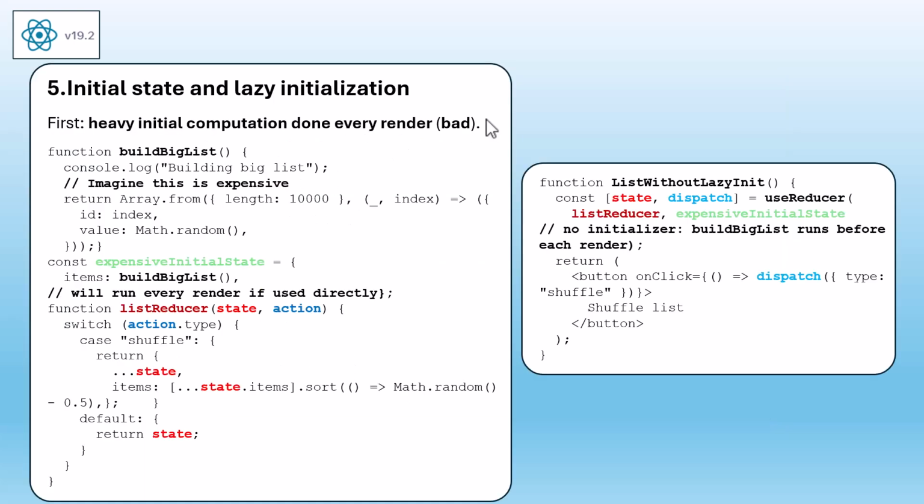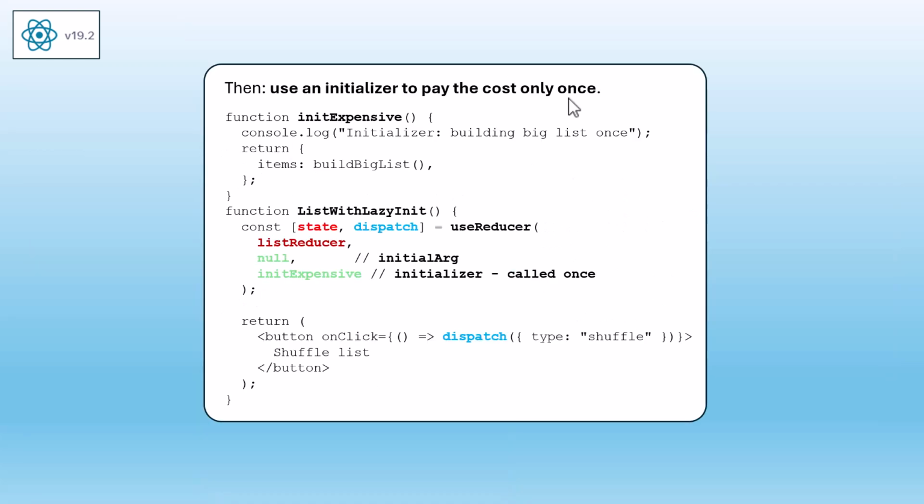5. Initial state and lazy initialization. When you call useReducer, you supply the initial state, or an initial argument, and optionally an initializer function. The initializer function is useful when computing the initial state is expensive. For example, building a large data structure, you only want to pay that cost once, not on every render. If you don't supply an initializer, React simply uses the initial argument as the state on first render, and ignores it on subsequent renders. Knowing this helps avoid performance pitfalls.